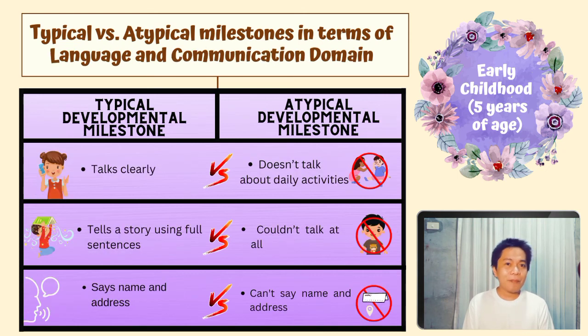Now let us move to the typical and atypical milestones in terms of language and communication domain. Well, a 5-year-old kid typically shows clear speech, tells stories in full sentences, says name and address. On the other hand, atypical milestones are unclear speech. They don't talk about daily activities, or even worse, they couldn't talk at all. Can't say their name and address. Well, those red flags are really serious. Don't wait another month to ask for help, because those things need serious attention.